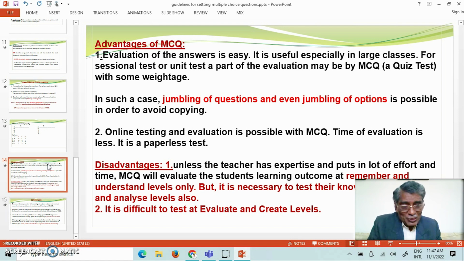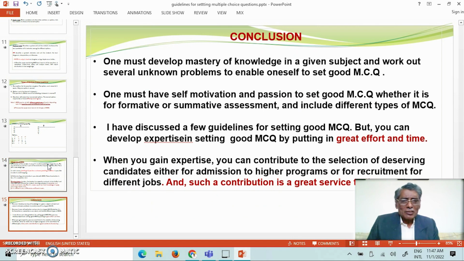There are disadvantages also. Unless the teacher has expertise and puts in a lot of effort and time, MCQ will evaluate the student's learning outcome only at remember and understand levels. It is difficult to test the evaluate level and create level. Right? And what is the conclusion? All the teachers must develop mastery of knowledge in a given subject and work out several unknown problems to enable oneself to set good MCQ.